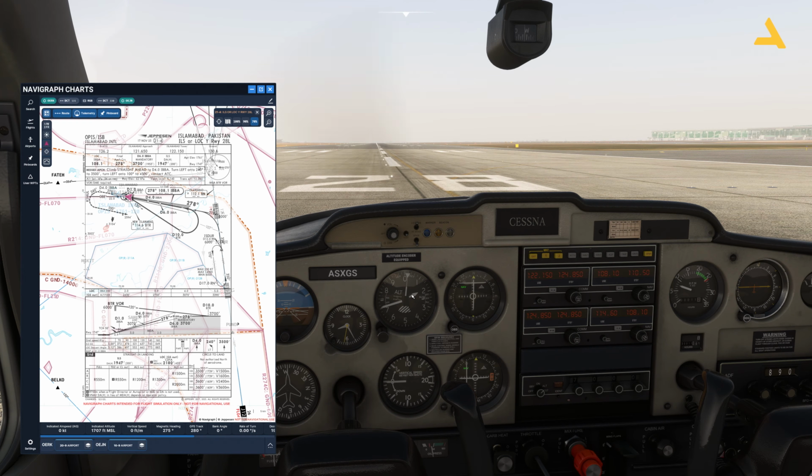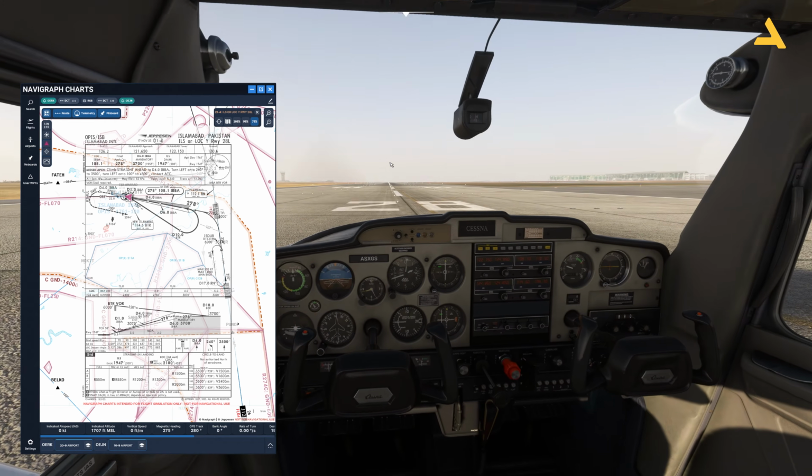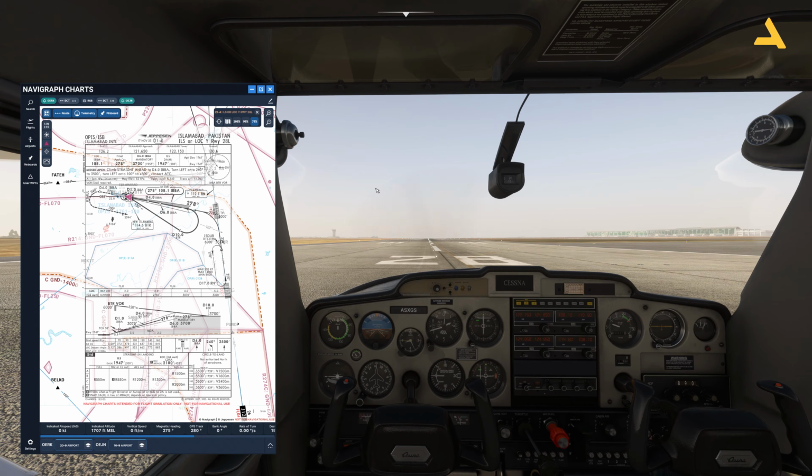The airport elevation is 1,700 feet, as you can see. It's coming over here. So I will climb up to 5,000 feet, and then I will just turn around and come back. So this is the theory.